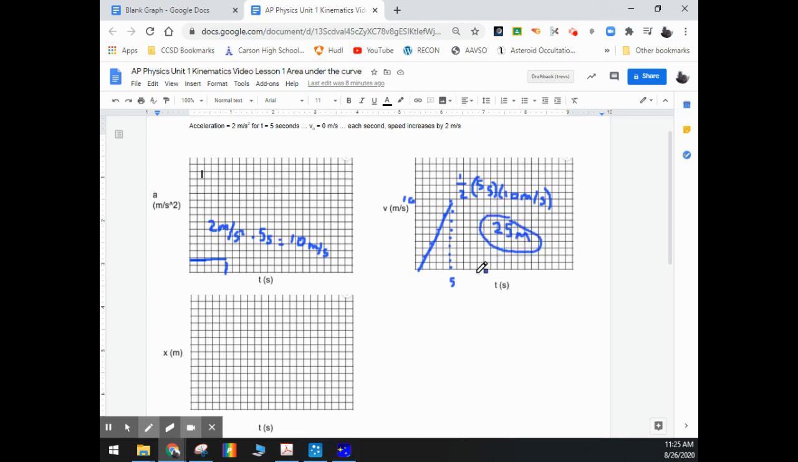Displacement, 25 meters. Okay. So just by knowing the acceleration and for how long, I can get the velocity or speed by the area under the curve here, and I can get displacement or position by the area under the curve for velocity versus time.